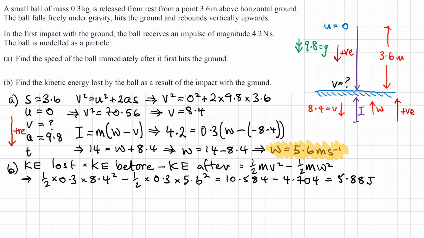Now, since our loss of kinetic energy is derived from velocities which were calculated using g to two significant figures, we need to give our answer to no more than three significant figures. So we can give this answer of 5.88 joules, because that's fine, to three significant figures, or we can give our answer to two significant figures but no less, as 5.9 joules.